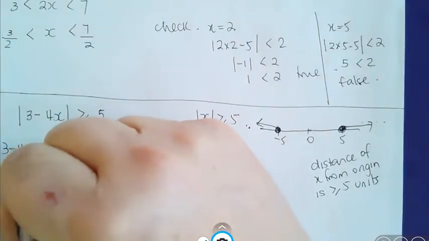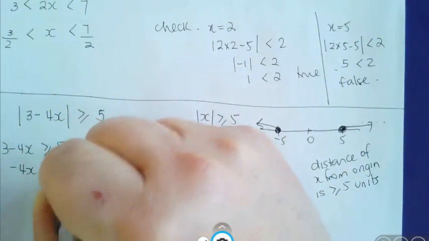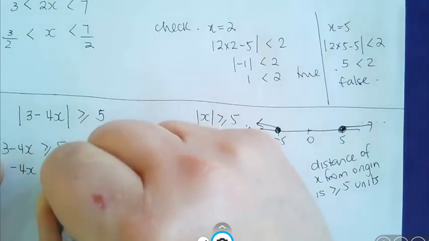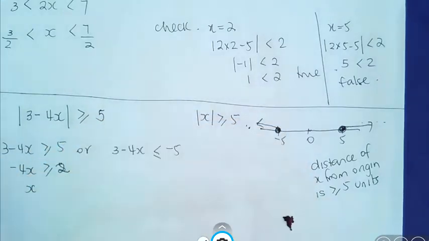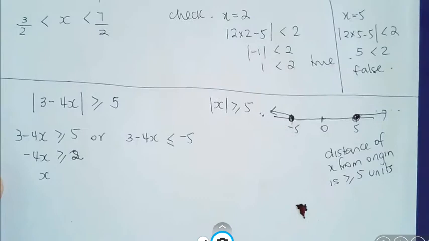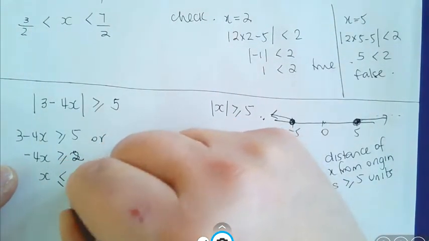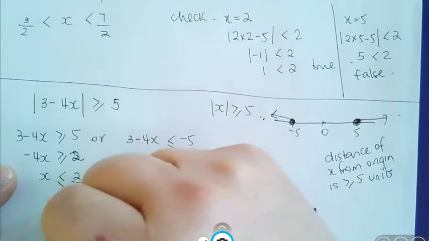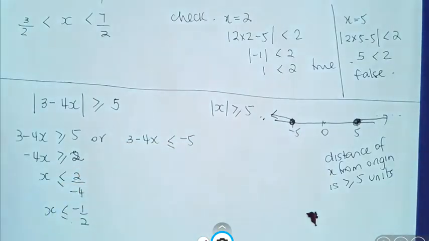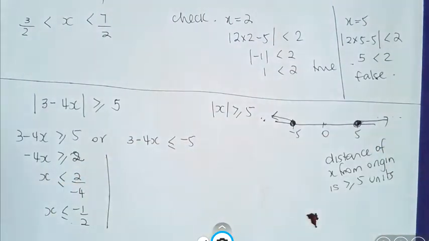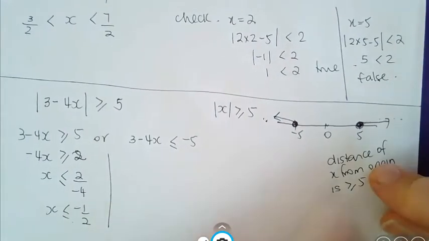So I'm just going to keep the 4x here just to show 5 minus 3 is 2. And what am I going to divide by? Divide by -4. So I have to flip the inequality sign. X is less than or equal to -1/2. And the other one, I'm going to do the other one the other way.